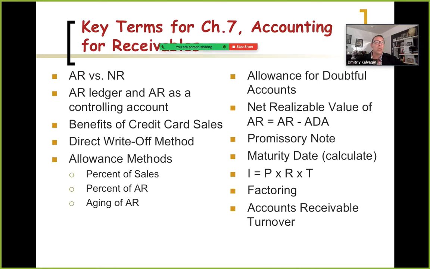And we talked about notes receivable, how to calculate the maturity date, how to calculate simple interest, and we also talked about factoring, pledging of receivables, and this is the ratio called AR turnover. So if something is unclear, make sure to study it, make sure to ask your tutor questions. You can also ask me questions, but these are the key terms we covered in chapter 7.